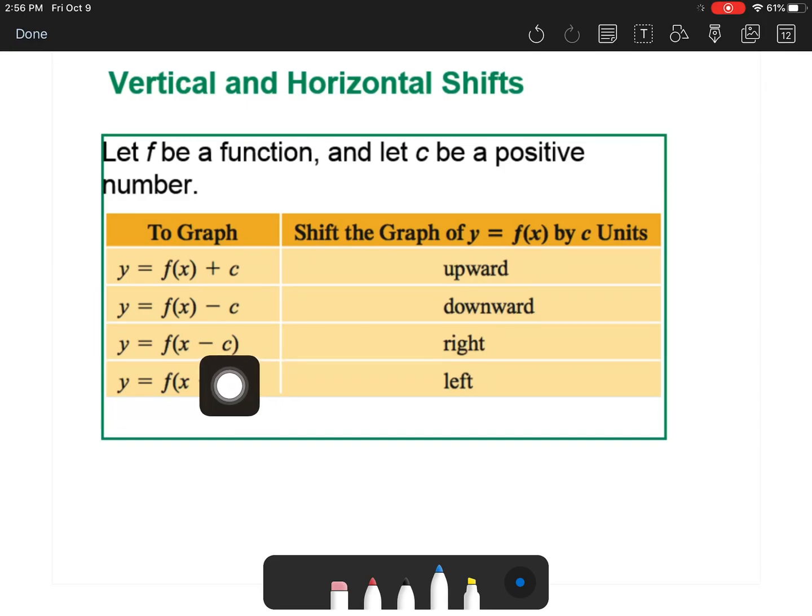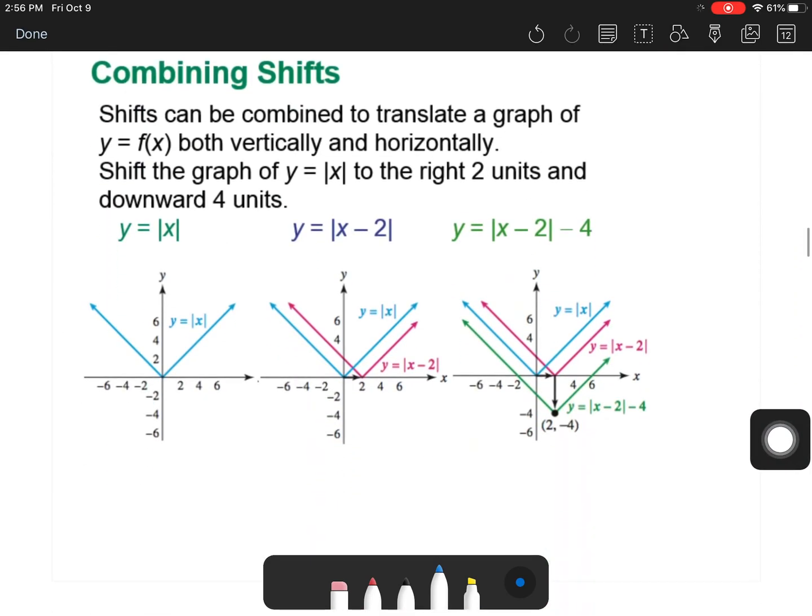That constant will be in the parentheses. And so when it's in the parentheses, then we know, oh, that's horizontal, and it's the opposite of. So this would be a right shift, and the plus c would be the left shift. Okay, so again, they might use the absolute value function as a demonstration tool for doing some of these different shifts. And we may have combinations, right?